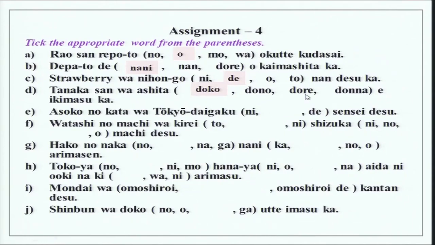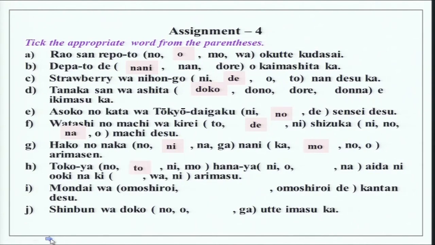Dono, dore for choice and donna, which type of. Asoko no kata wa Tokyo Daigaku no sensei desu, of Tokyo Daigaku. Watashi no machi wa kirei de shizuka na machi desu. So well, joining two na adjectives, kirei de and shizuka na machi desu, or if you remove the machi from here, it is shizuka desu, na is not required. Then hako no naka ni, locational noun over here, nani mo and thus arimasen, meaning nothing.